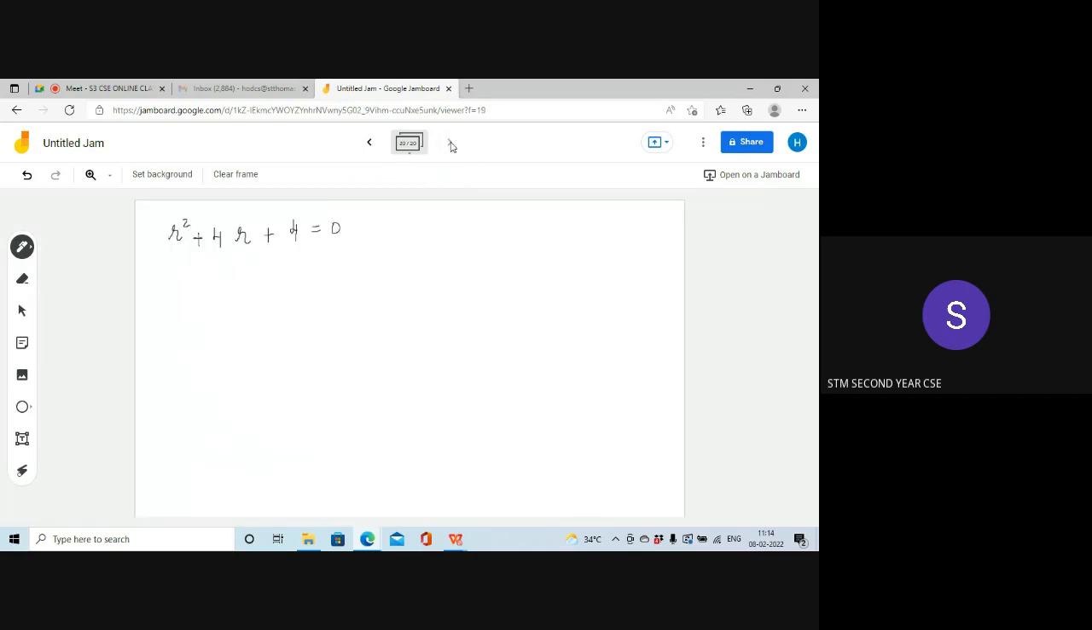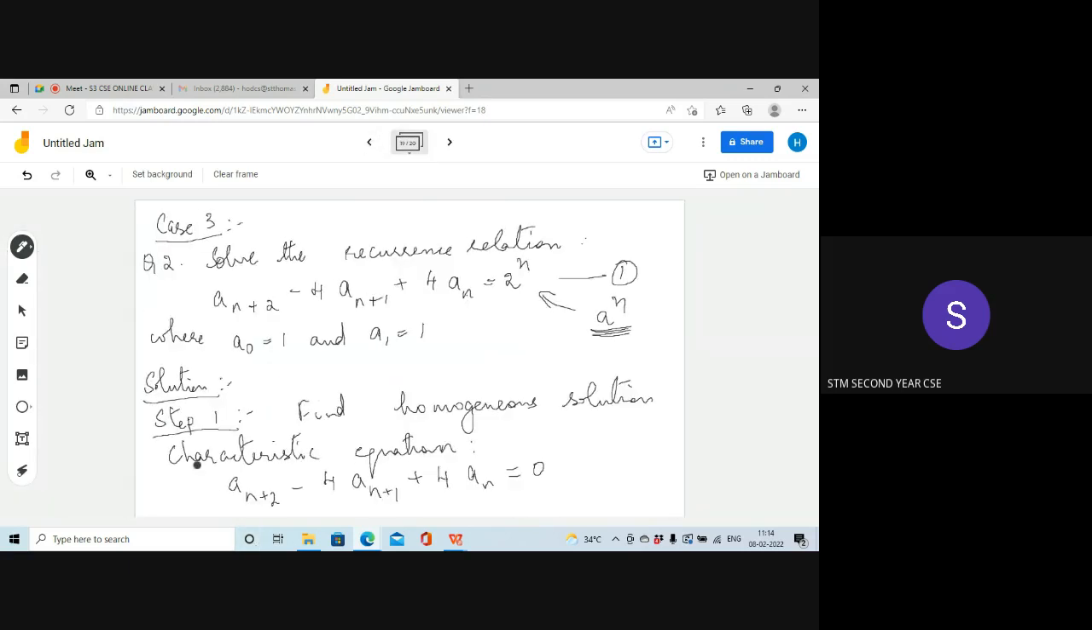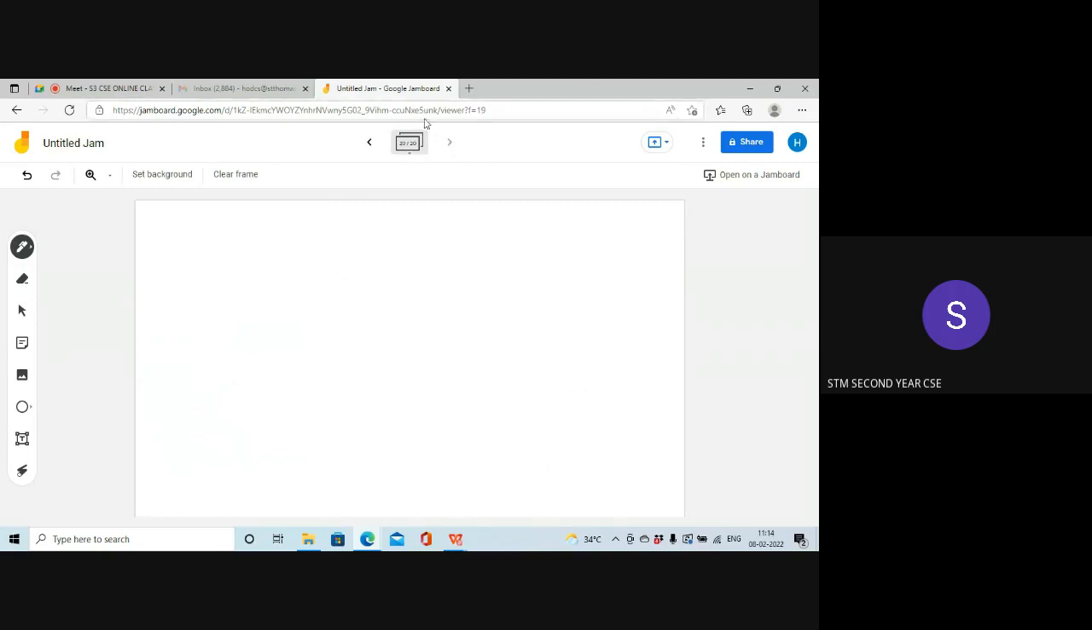Hope you know that step. Or I'll write that once again. In this equation, replace a by r and raise it to the suffix term. So you get r raised to n plus 2 minus 4 into r raised to n plus 1 plus 4 into r raised to n is equal to 0. Now next, what we are going to do? To find the characteristic root, what is the next step?